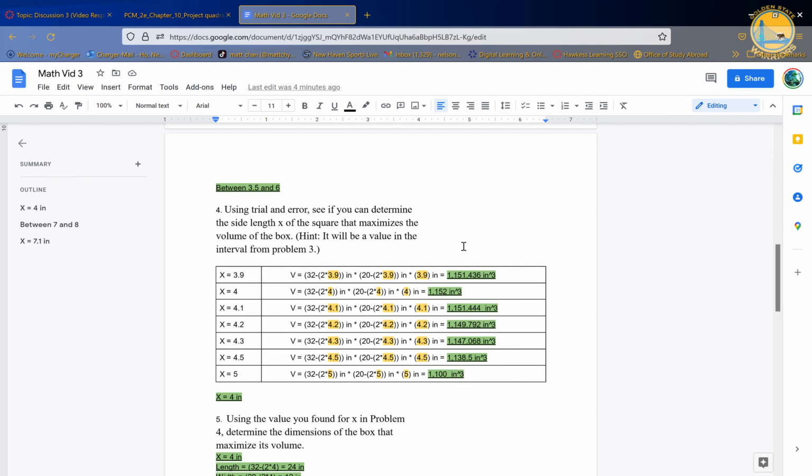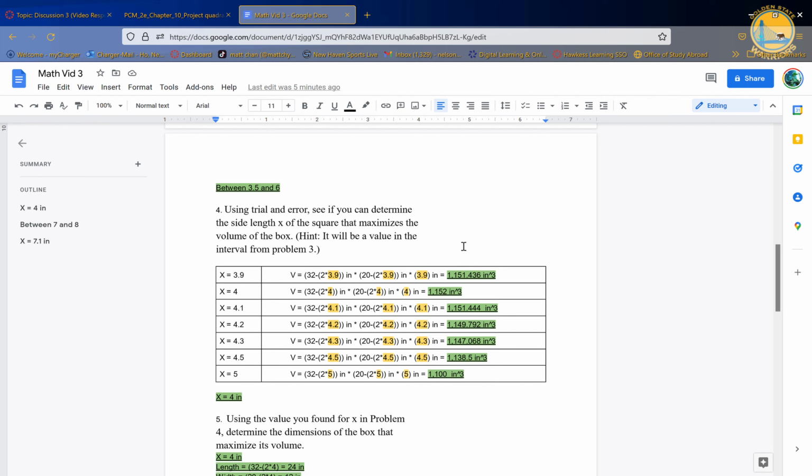Thankfully this guess of mine actually worked out, but if I plug in 3.9, it's 1151.436 inches cubed. If I plug in 4, it's 1152 inches cubed. 4.1, 1151.444 inches cubed. 4.2, 1149.792 inches cubed. 4.3, 1147.068 inches cubed. 4.5, 1138.5 inches cubed. And lastly 5, it's 1100 inches cubed.